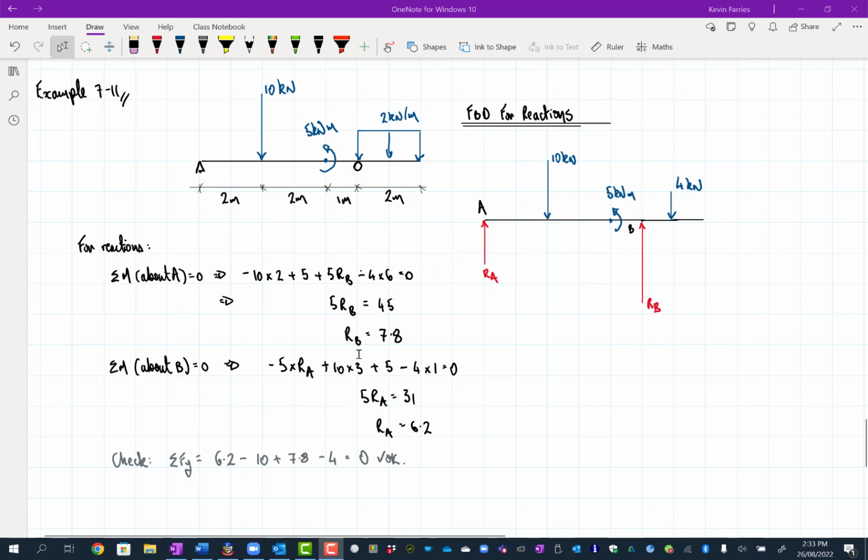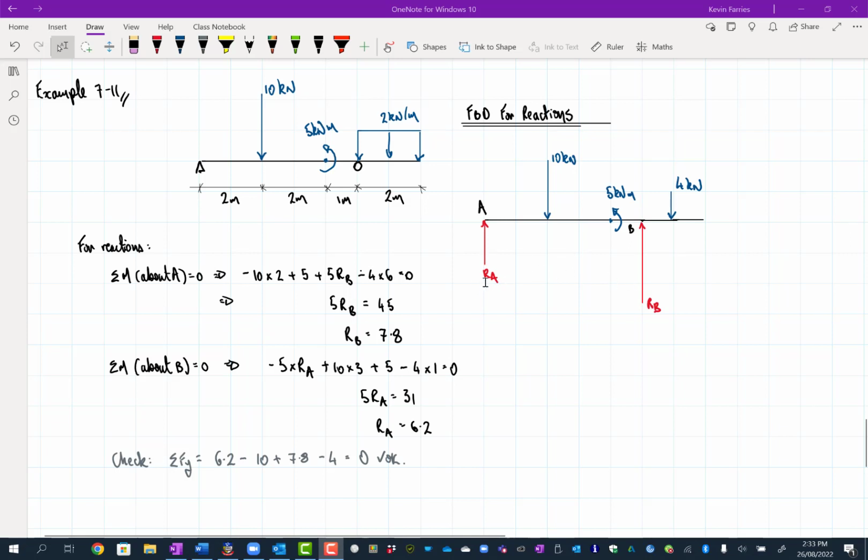Work through that, and I've used moment about A, then moment about B, and then I checked it by making sure all the Y components add up to 0. So we should have the right answers. Then the next step is to draw a free body diagram for calculating the shear force or internal forces. All that happens is I'll put in the values for these.